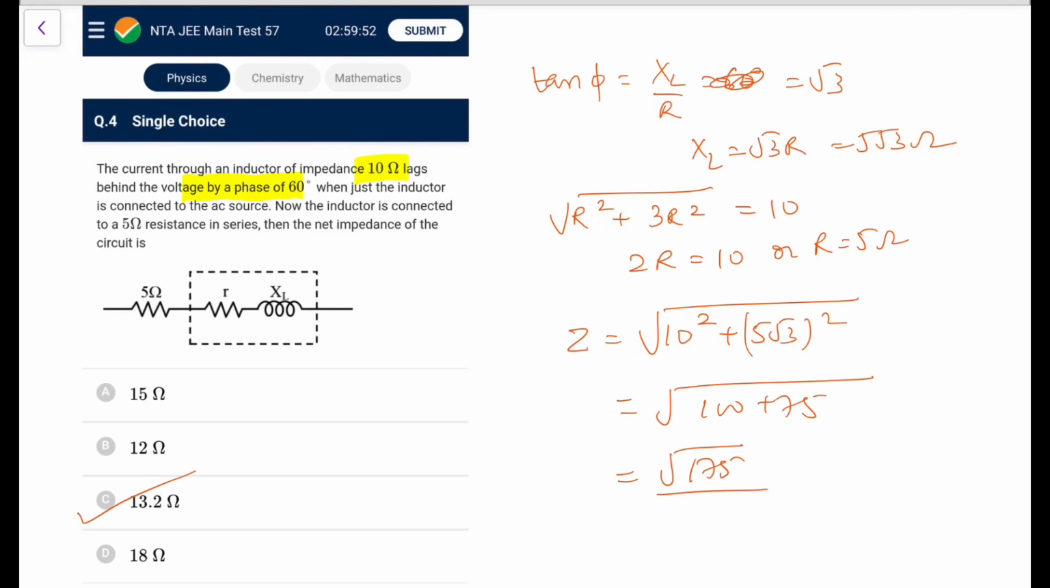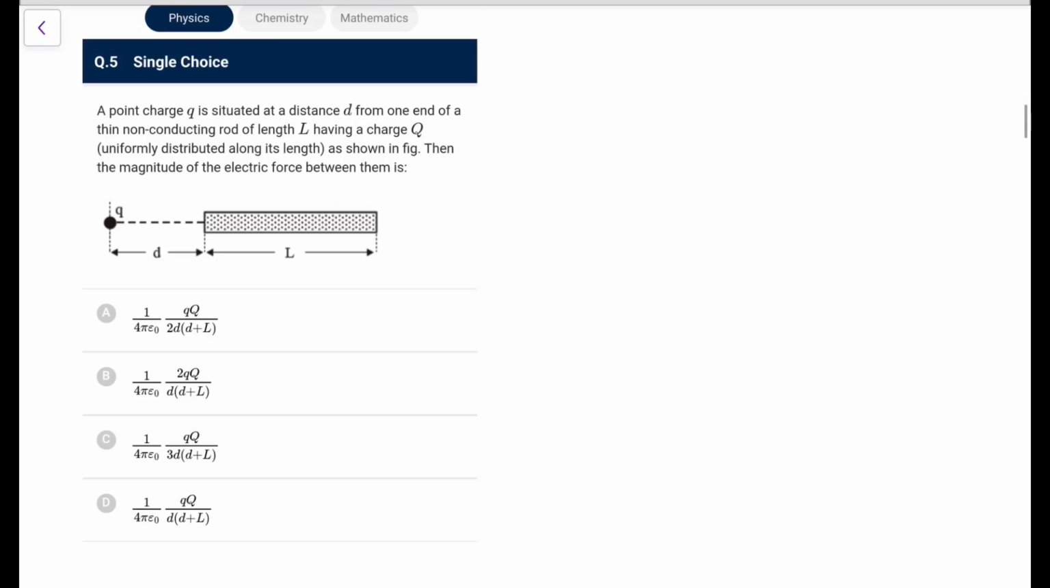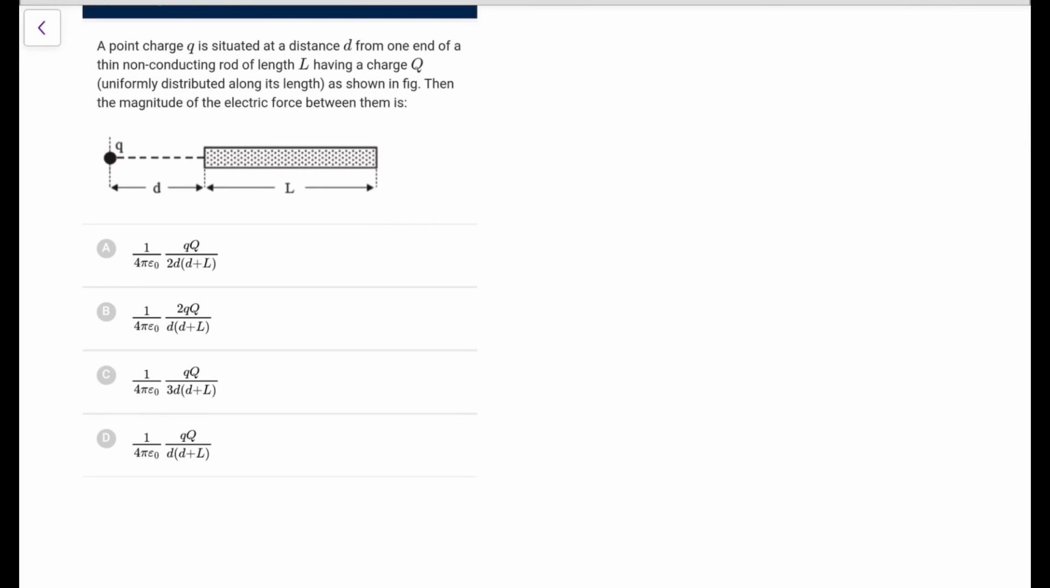So it's 13.2 ohms. Go for option C, that's the best one that we can go for. Next one, the fifth question. A point charge is situated at distance d from one end of a non-conducting rod of length L having uniform charge q. Then the magnitude of the electric force. This is a standard question for you.